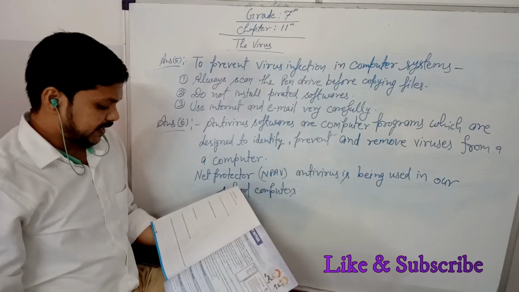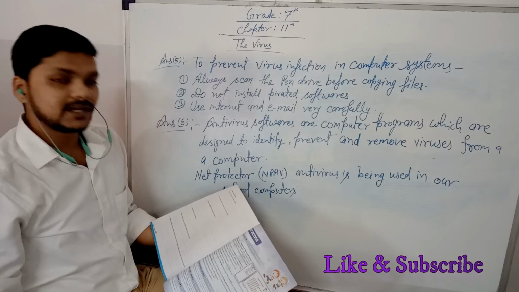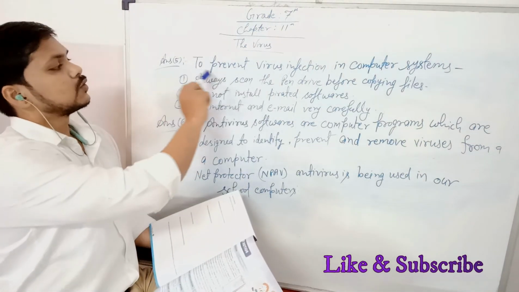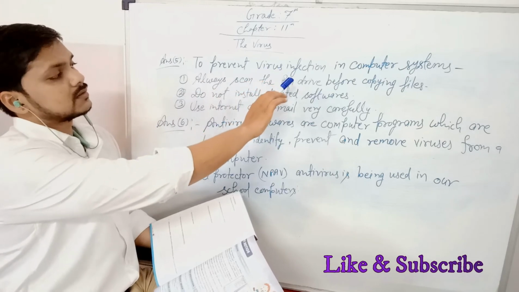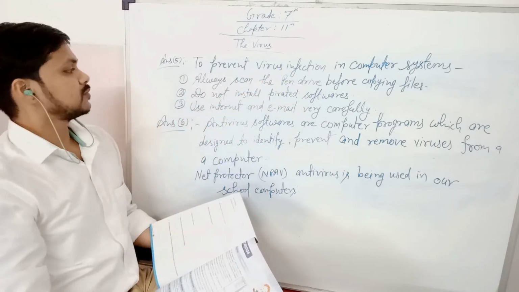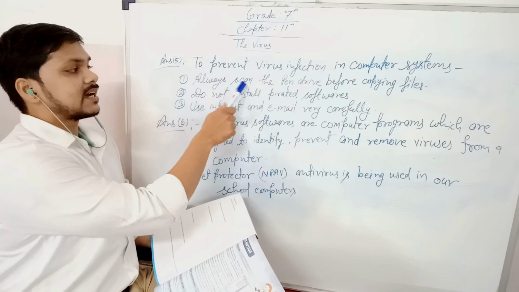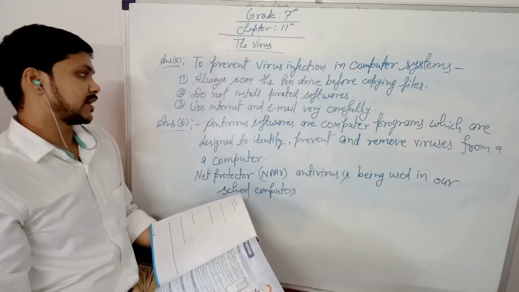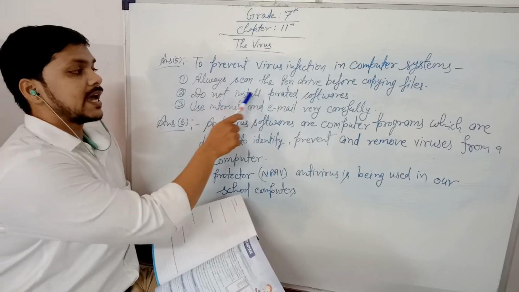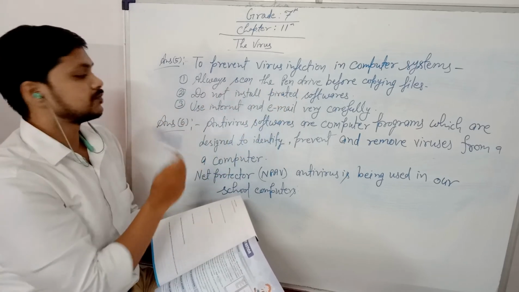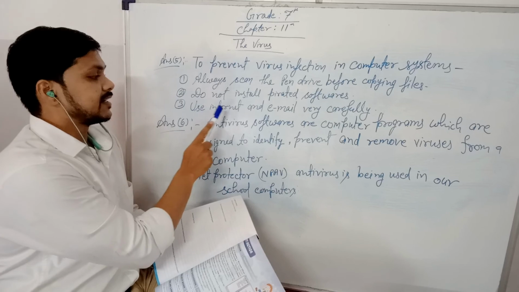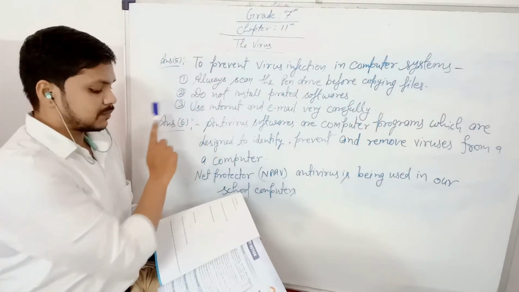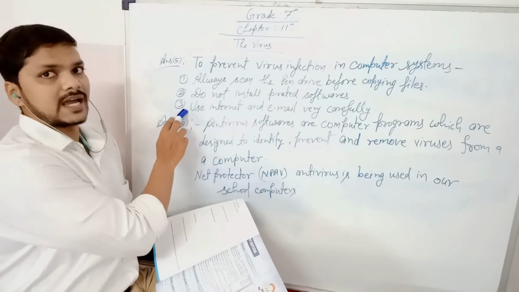Write any three ways that can help in preventing a virus infection from a system. The answer will be here. To prevent virus infection in computer systems, first, always scan the pen drive before copying files. Second, do not install any pirated softwares. Third, use internet and email very carefully. So these are the preventions that we should have.